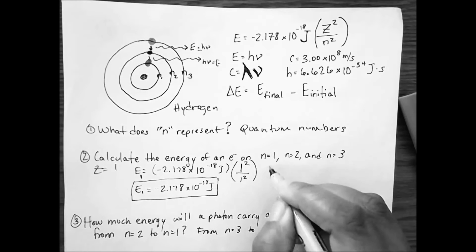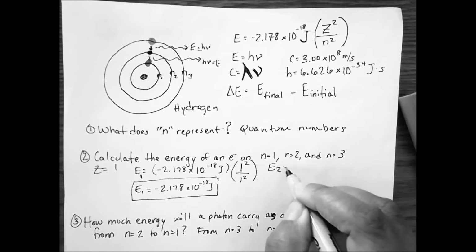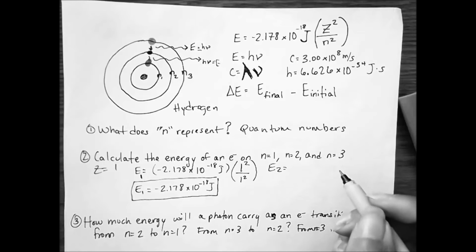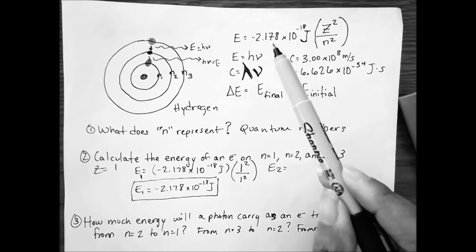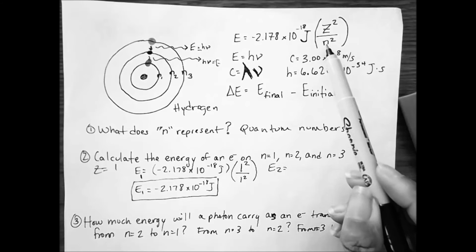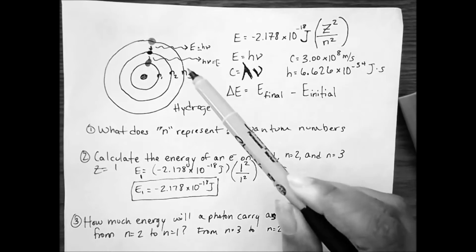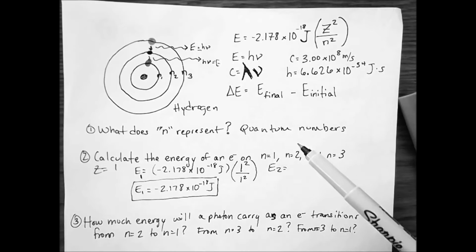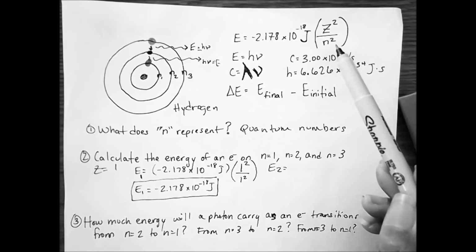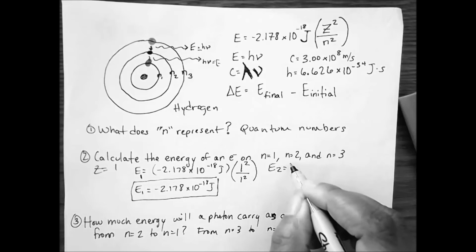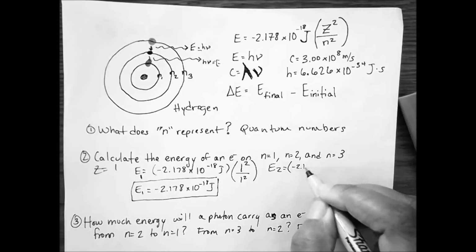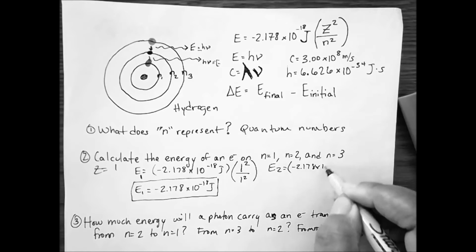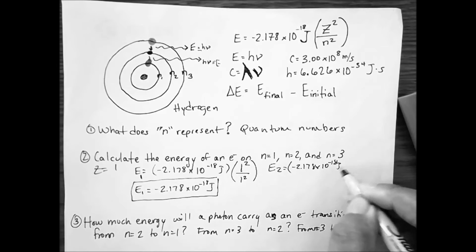If we're going to talk about the second ring, what is the only thing changing on the second ring now? The quantum number is changing. So everything else is the same, but now instead of having 1 squared here, if we're talking about the second ring, the N is going to be 2 now, so it's going to be 2 squared. So I'm going to go ahead and write the whole equation out just so you can see the math. Negative 2.178 times 10 to the negative 18th power joules.